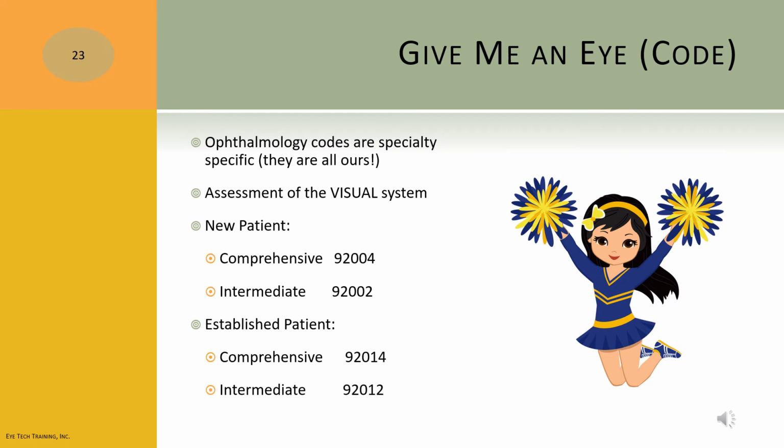As you can see, for new patients, a comprehensive level code is 92004, while an intermediate level code is 92002. For established patients, the comprehensive level code is 92014, and the intermediate level code is 92012. The difference between comprehensive level and intermediate level usually involves dilation. If the patient has been dilated and a full ophthalmic exam has been completed, then it is appropriate to code the comprehensive level code. Intermediate codes are utilized for quicker follow-ups that do not require dilation, like pressure checks, cornea checks, and so on.